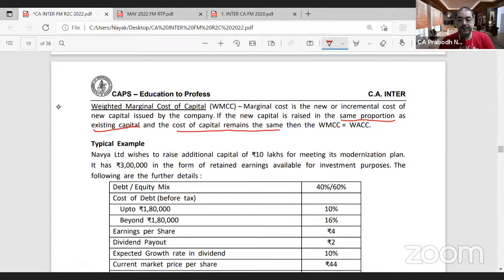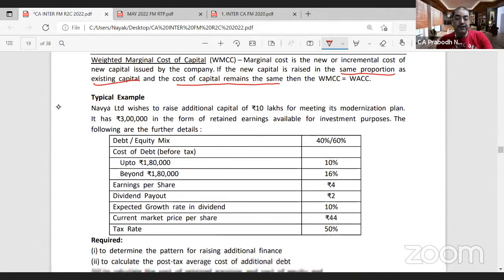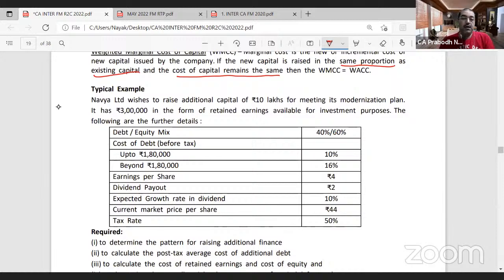That is what we are doing. So now, this is a typical examination question. Why? Because there is a reason for that. We have to calculate the cost of debt over here, with a bit of additional calculations. Let us go through the example. Navya Limited wishes to raise additional capital of 10 lakhs for meeting its modernization plan.